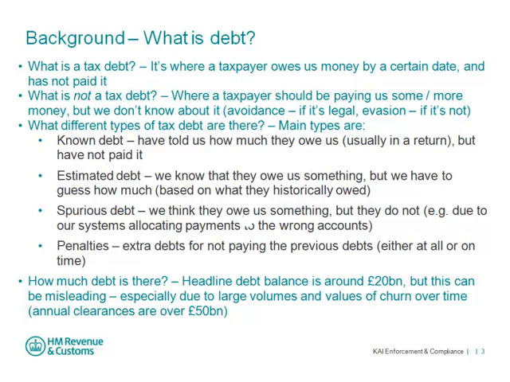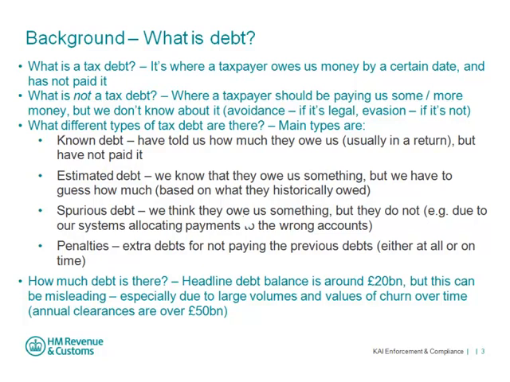There's spurious debt, where we think they owe us something, but they actually don't. There's various ways this can happen. Most commonly, it's due to issues with companies having several different accounts with us. So it might be a large company that has lots of subsidiaries, each with a different tax account, so the payments might go into the wrong one.